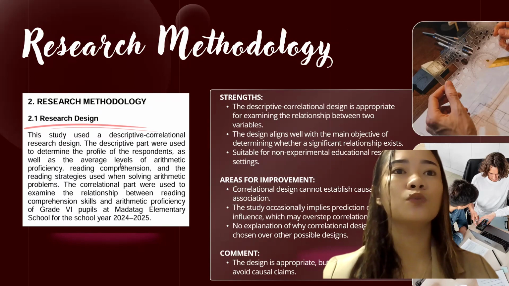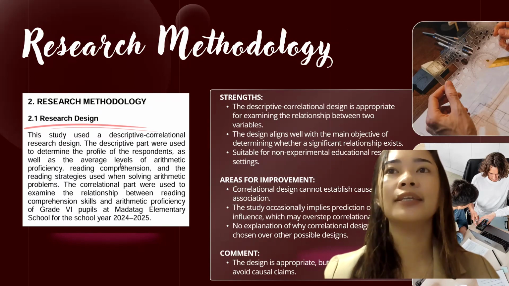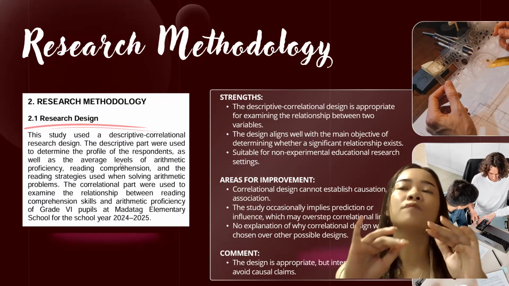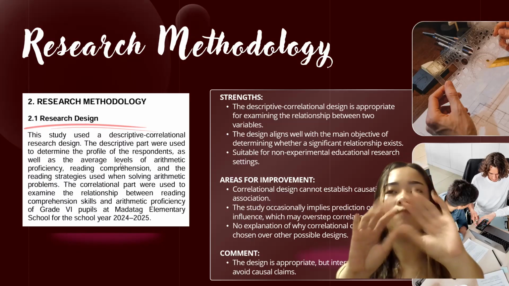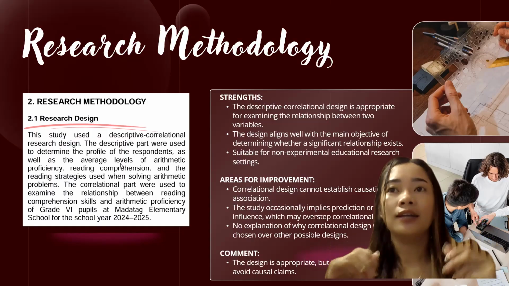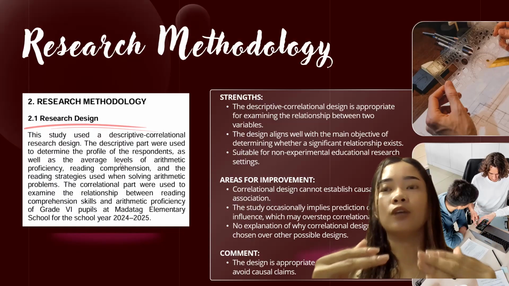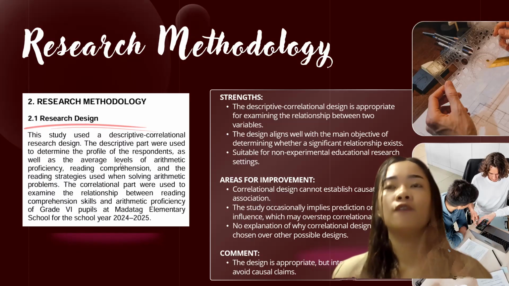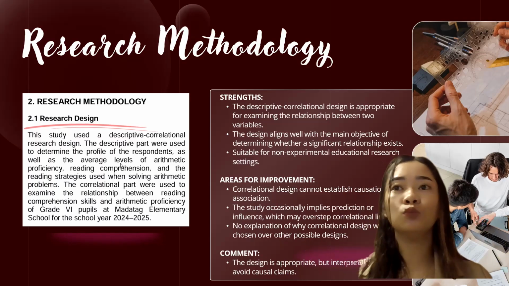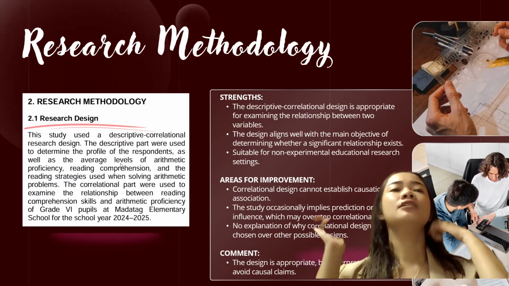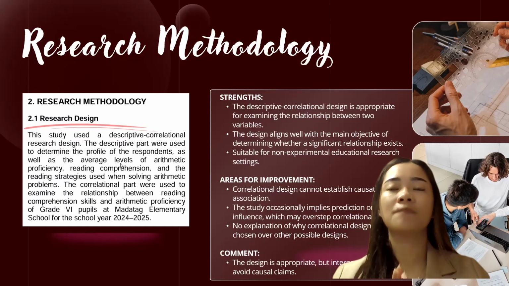So first, let's check its research design. It is stated here that the study used a descriptive correlational design. It's very good that in the first sentence of the research design you can easily understand what kind of study this is. The descriptive correlational design is really appropriate for examining the relationship between 2 variables. The design aligns well with the main objective of determining whether a significant relationship exists. That's suitable for non-experimental educational research settings.